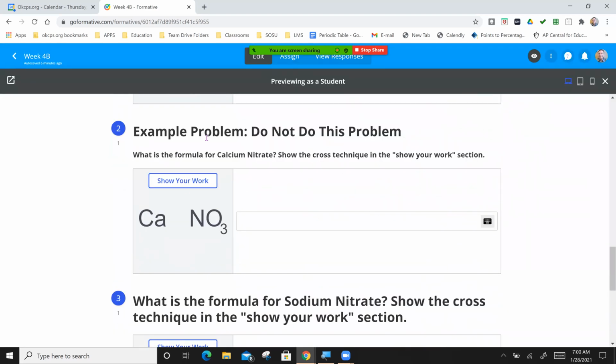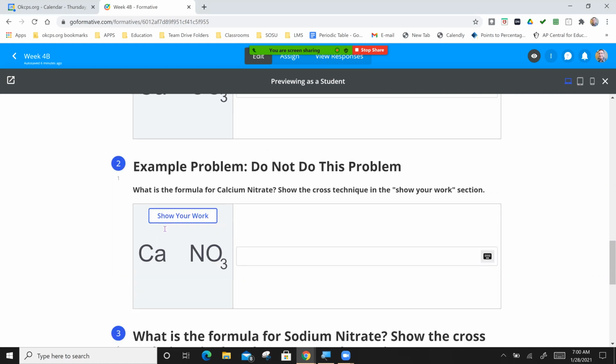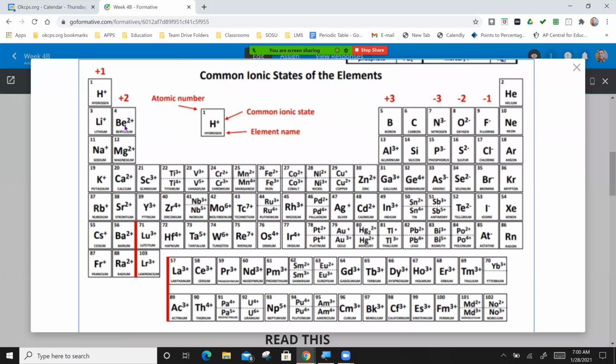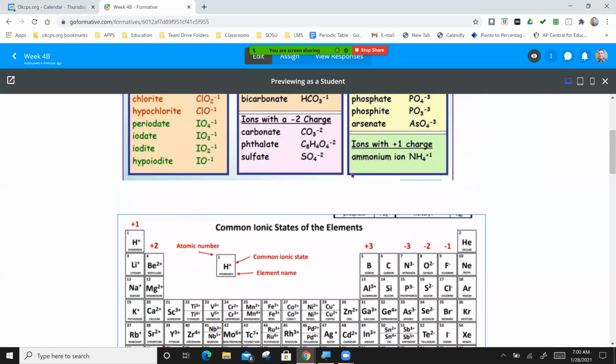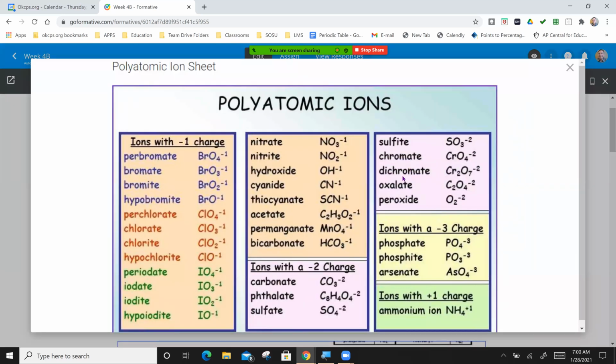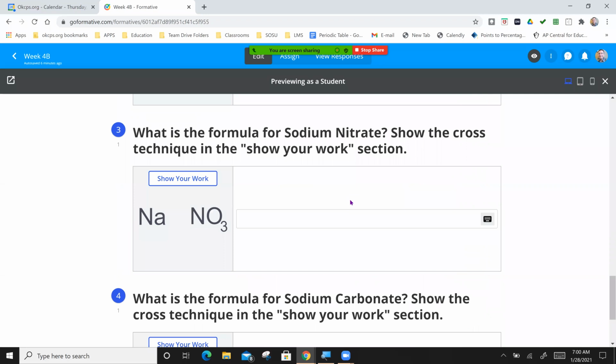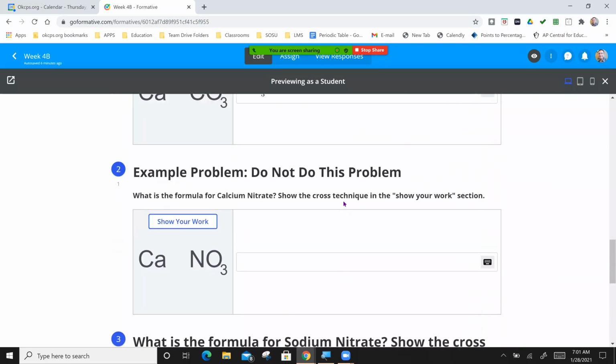When we look at the formula for calcium nitrate, once again, we're going to have to know the charge of nitrate and calcium. So let's go find calcium, which we should already know. We just did that. Calcium is +2. And nitrate is -1. All right, we can see that there. So nitrate is -1.